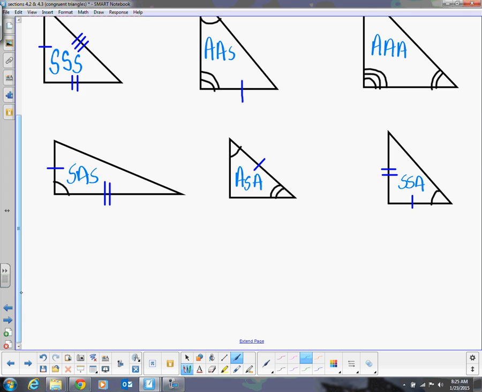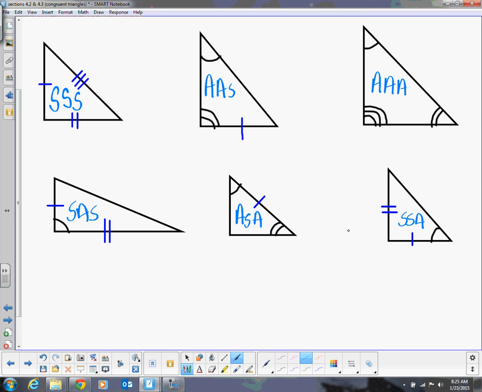Wait, no, why wouldn't the last one be? Hold on, I didn't say, because the angle's not between the 2 sides. A is outside the 2 S's. This would be side, angle, side. The angle's not included between the 2 sides. This side is included between those 2 angles.